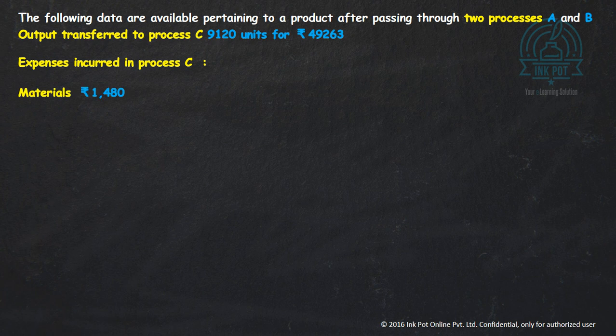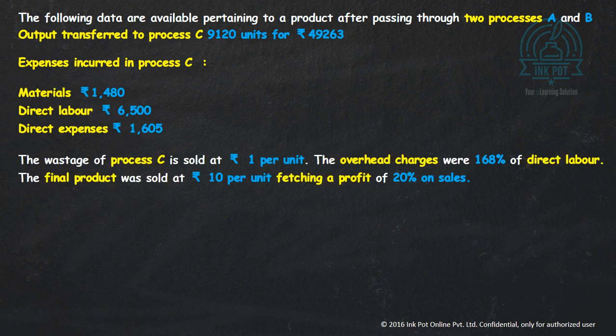The value is 49263. Other expenses are given to you, and we are told that the wastage of process C is sold at rupee 1, so the value of wastage is rupee 1 per unit. The overhead charges are 168% of direct labor. The final product was sold at 10 per unit, fetching a profit of 20% on sales. So the final product is not transferred to the finished stock account; rather we are selling it at a profit of 20% on sales. We have to find out the wastage and the units of output. We are not given anything.